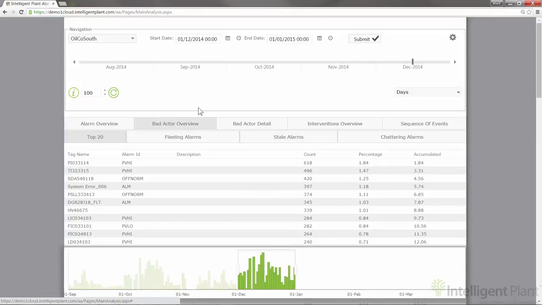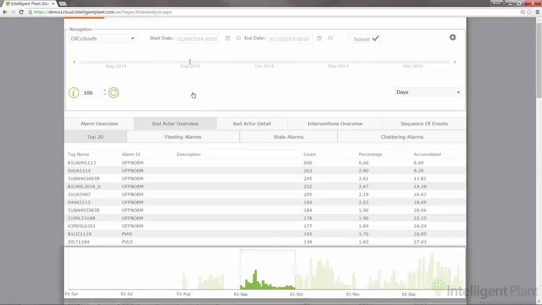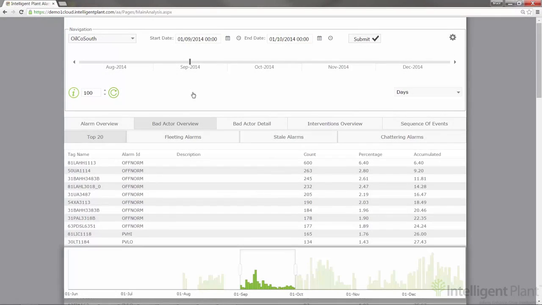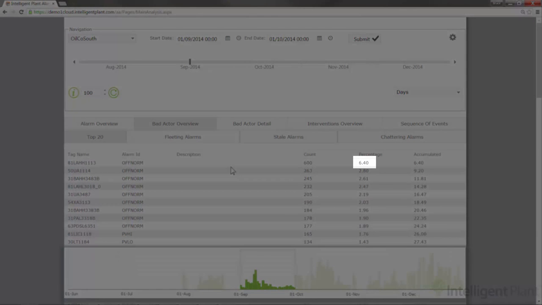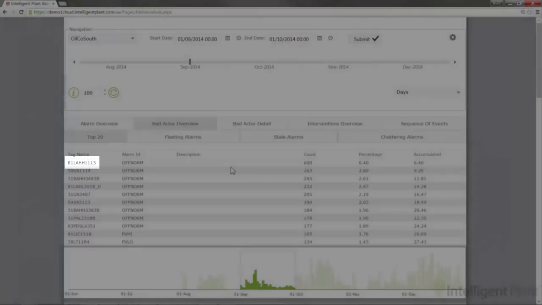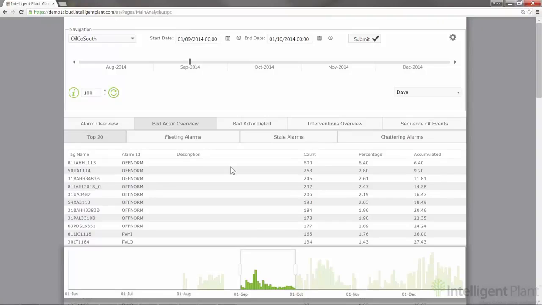What we usually find is that there are few alarms that are effectively broken and coming in and out of alarm far too often. Here, the worst alarm has happened 600 times, and each of these 600 was not useful to the operator. So, 6.4% of all alarms that occurred were 81 LAHH 1113. Fixing this one alarm would straight away remove 6% of the alarms that happened.